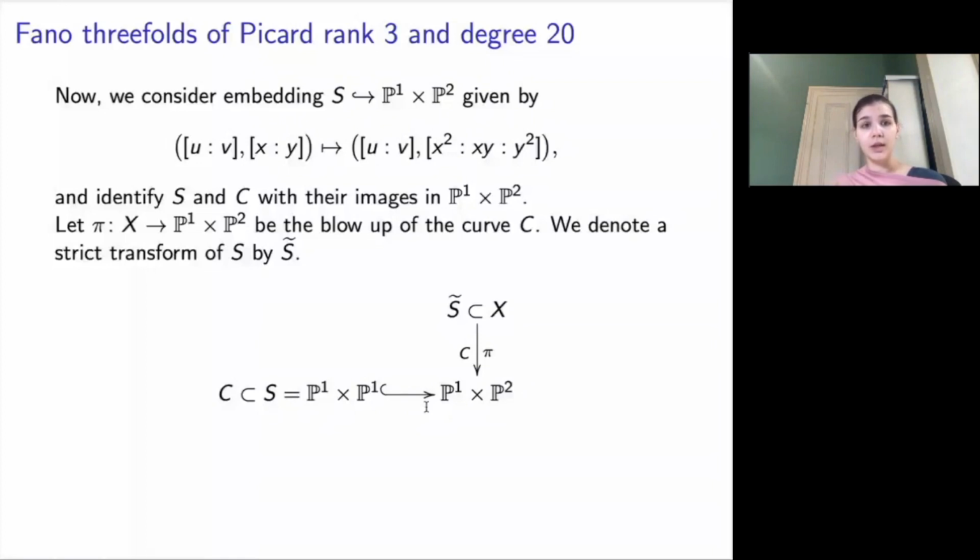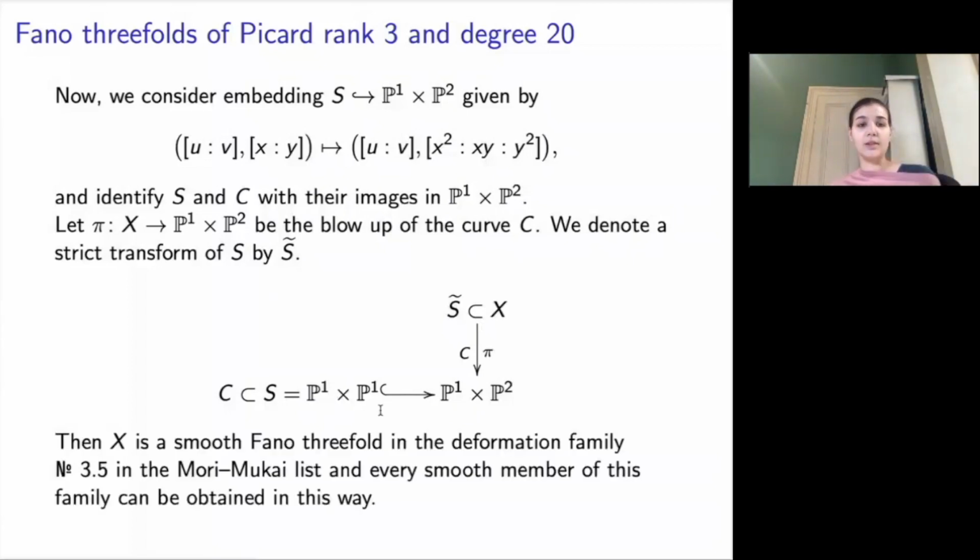And blow up the C, and we denote the structural transform of this S inside X. Then this X will be a smooth Fano threefold in the deformation family number 3.5 in the Mori-Mukai classification, and every smooth member of this family can be obtained this way.